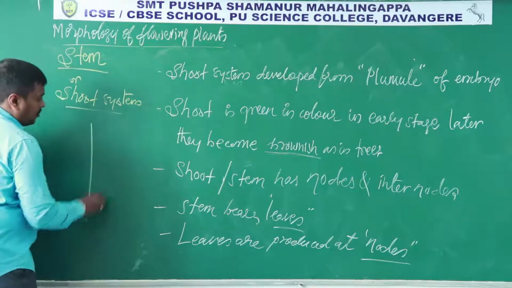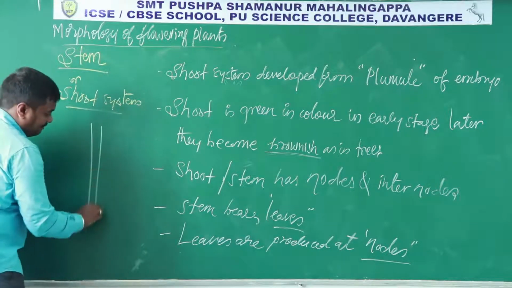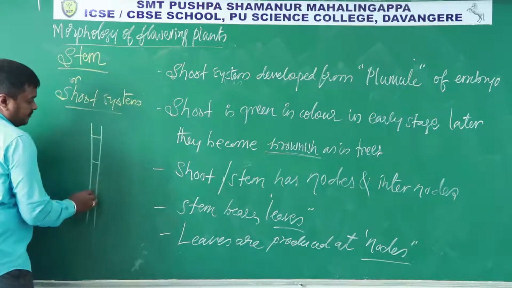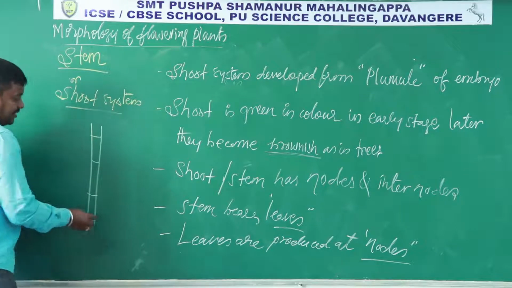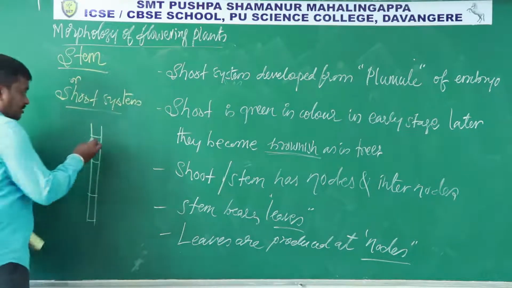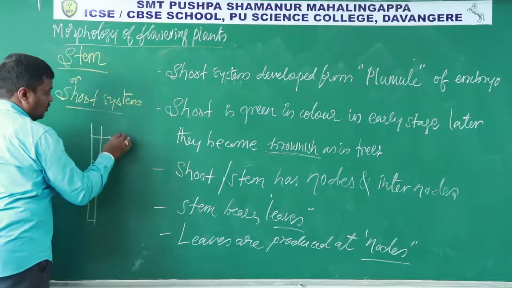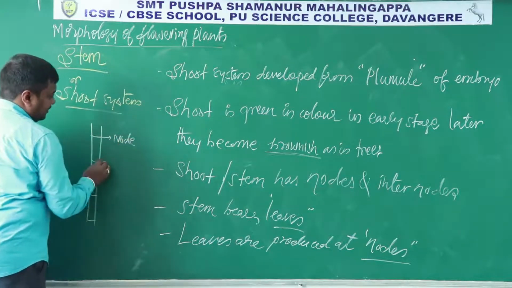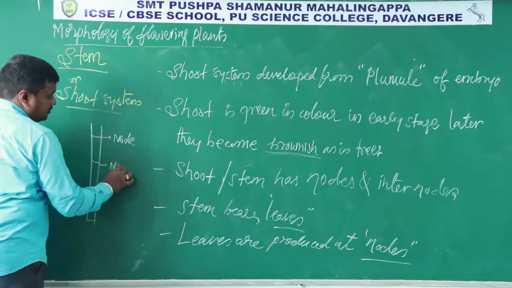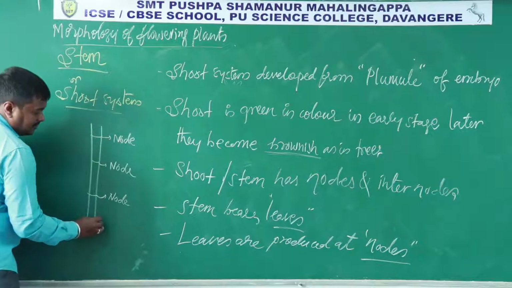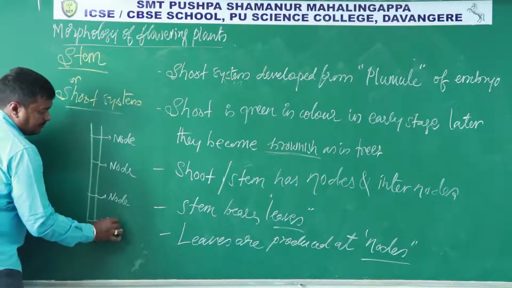If you consider the monocot plant, clearly you can differentiate it. Suppose if you consider maize or sugarcane, it has structures like this. Okay, so here this part which looks like this is the node, and this is also node, this is also node. So like this we can observe nodes.